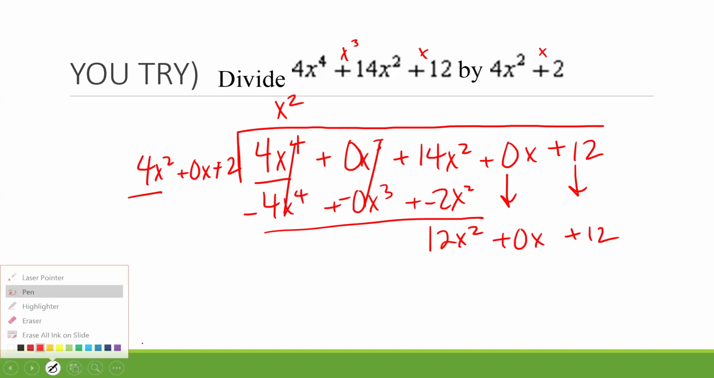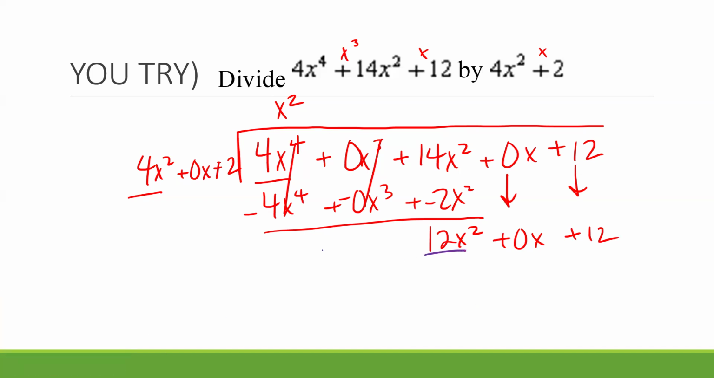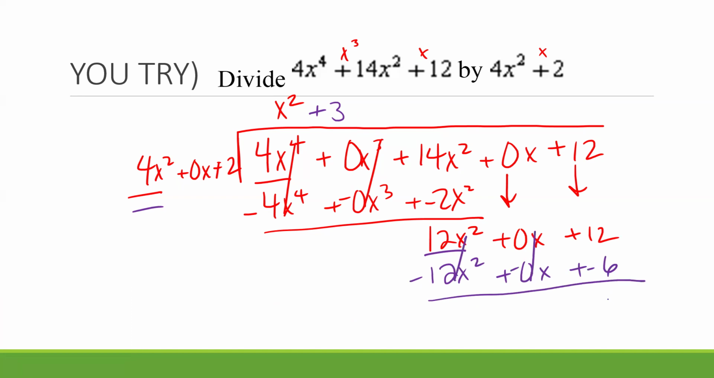And then we repeat again. So we divide, and that gives us plus 3. Then we multiply. We get 12x squared plus 0x plus 6. We subtract, so we're going to change and combine. Change and combine, and we're left with 6. So your quotient should have been x squared plus 3, and your remainder is 6. That is 3C.6 part A.